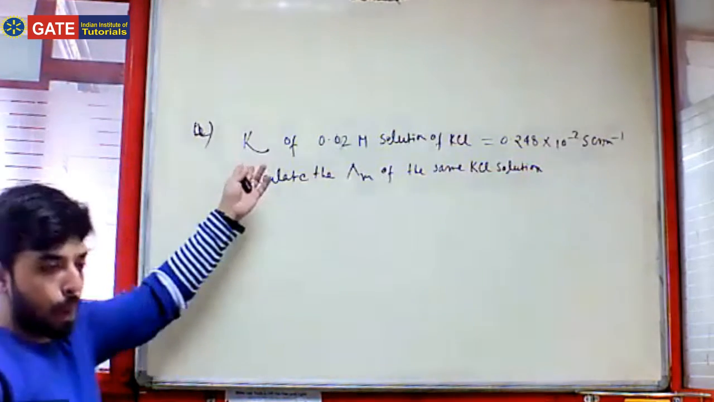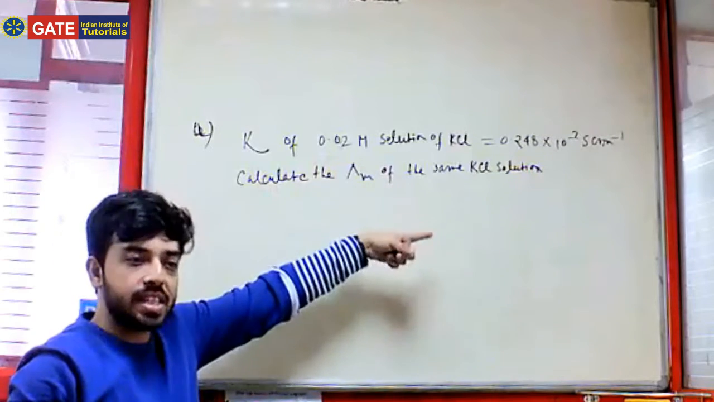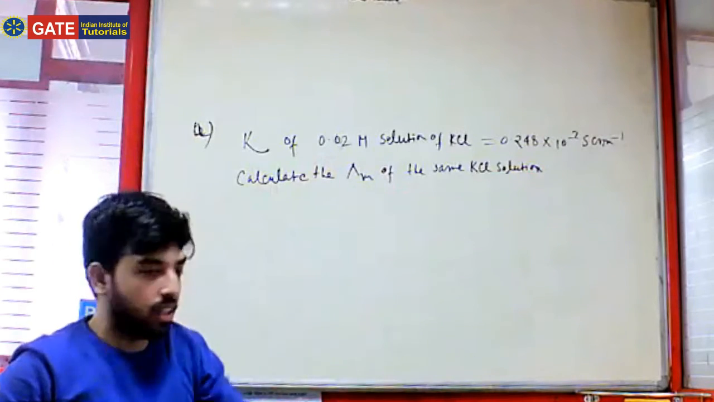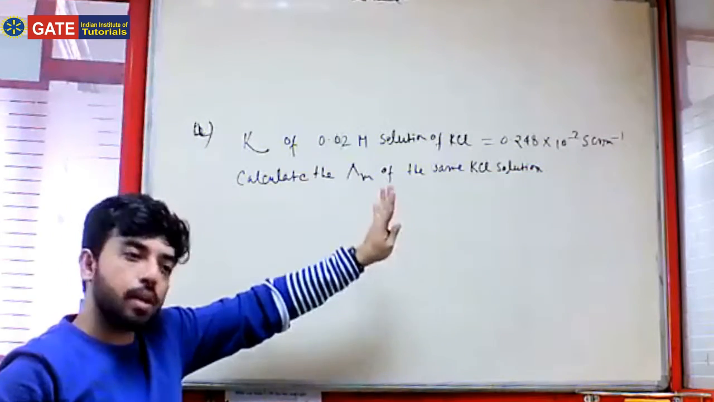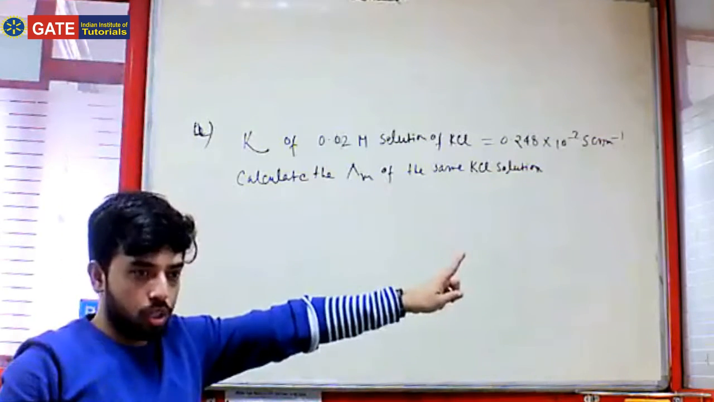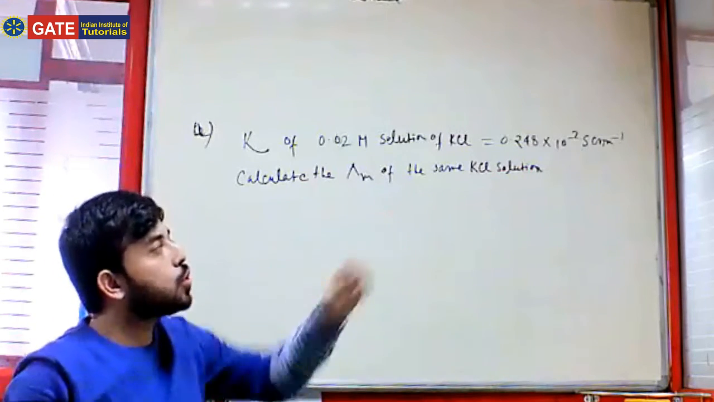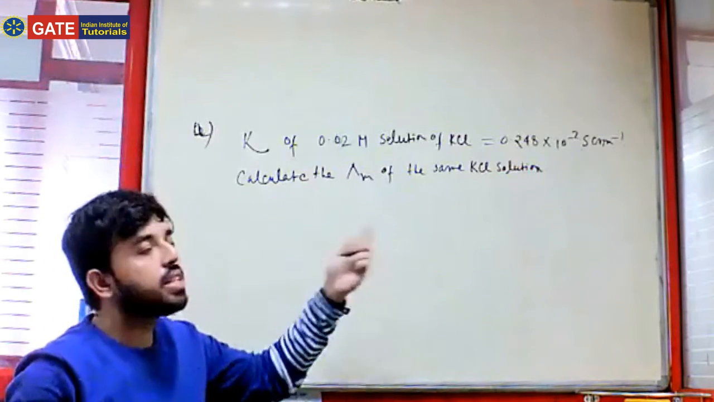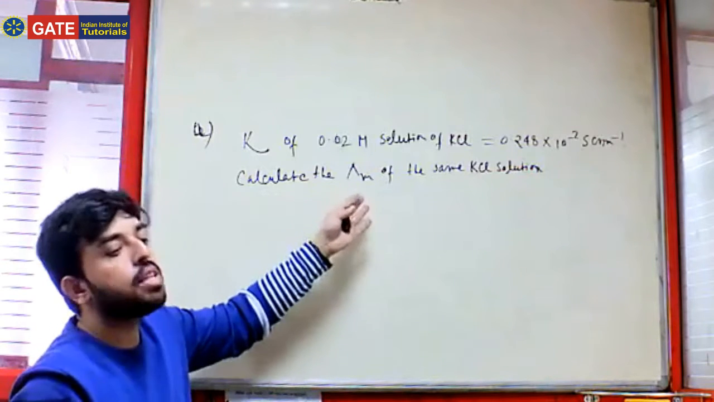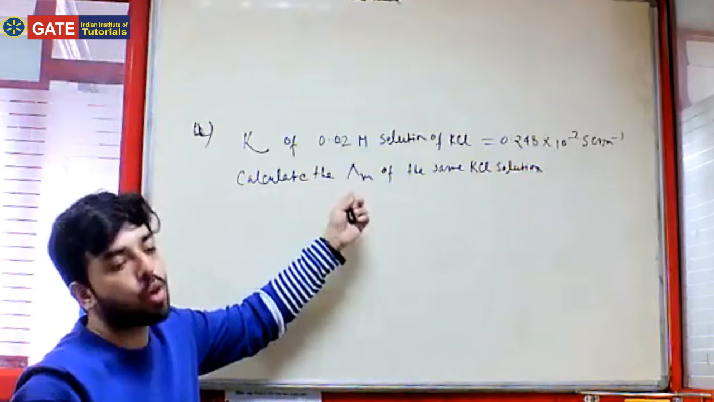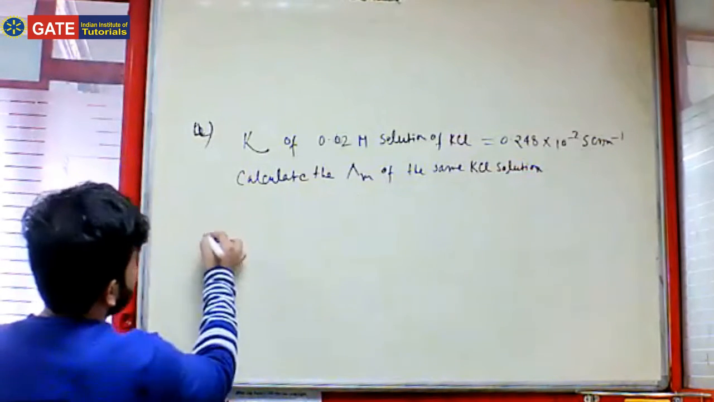Kappa means the conductivity of a 0.02 molar solution of KCl. They have provided KCl here. This is part of the numerical which I actually copied from the book to make you understand, because the kappa is 0.02 × 10⁻² Siemens centimeter inverse. Calculate lambda m, that means the molar conductivity of the same KCl solution. So what do you do? You know the formula.